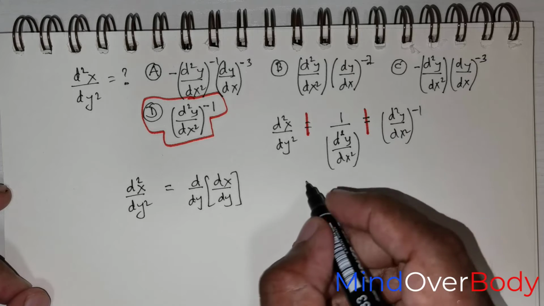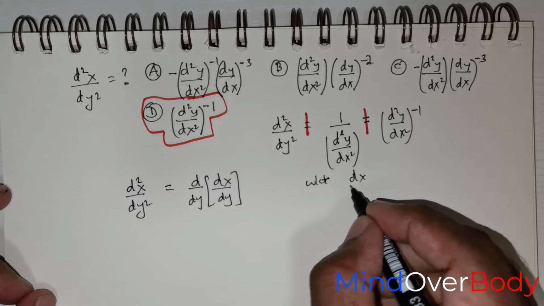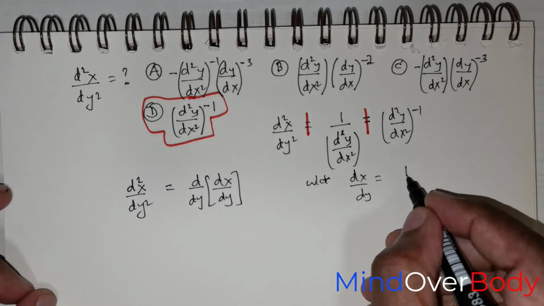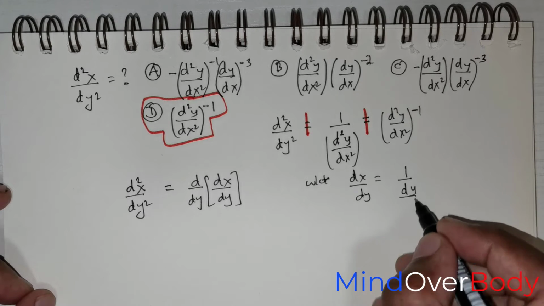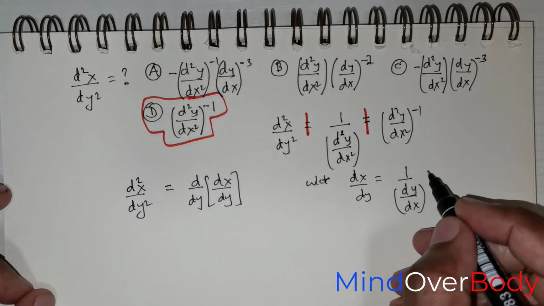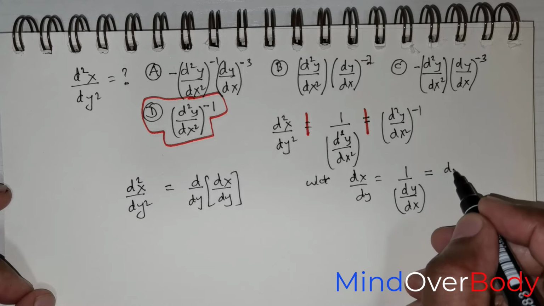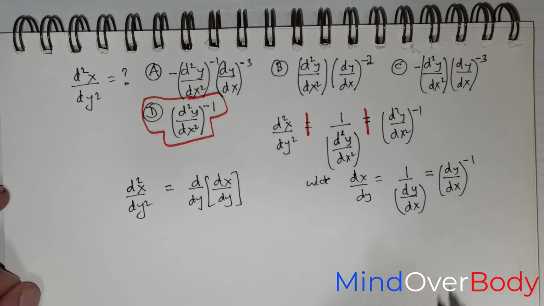Now clearly we know that, what do we know? We know that dx over dy can be rewritten as 1 over dy over dx. This has been found to be true. Or I can further rewrite this as dy over dx raised to the power of -1.